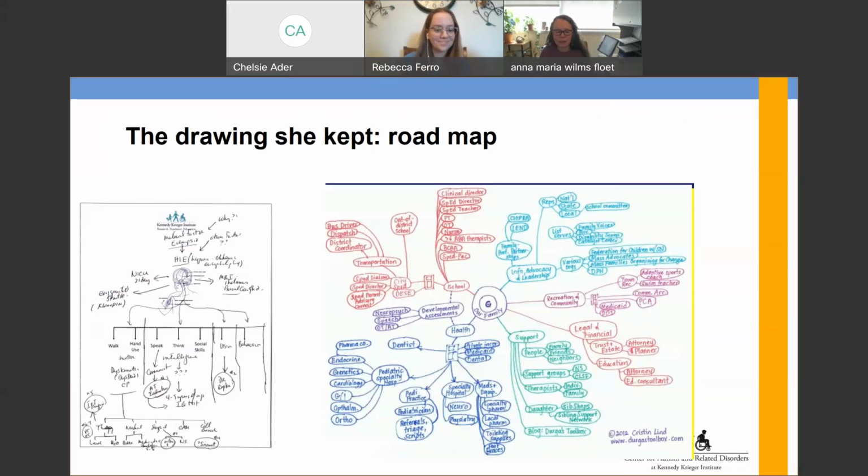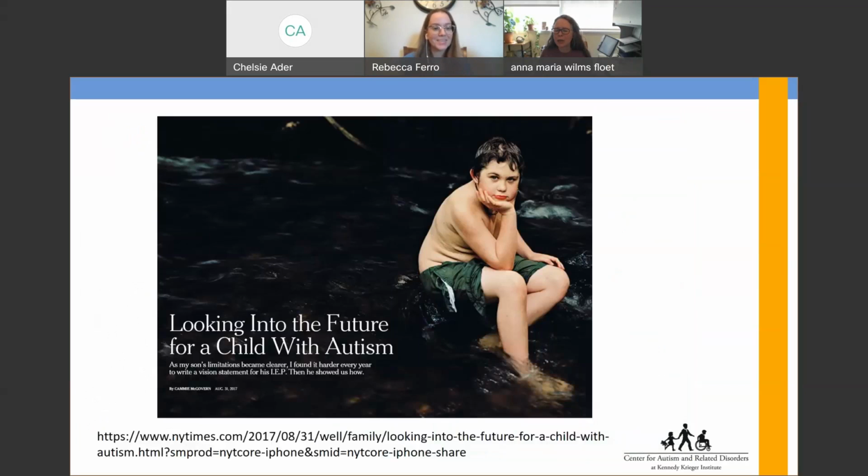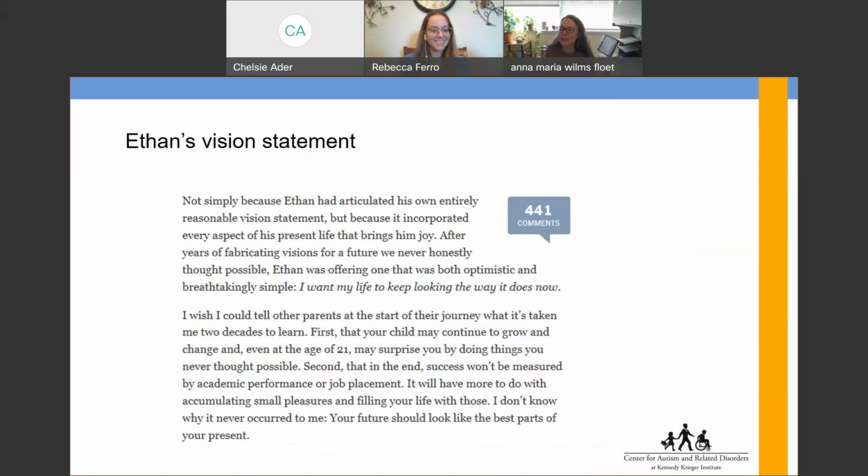So Rebecca, I know you are in view. I just want to finish. This is a slide from a New York Times article, a mother who was interviewed about looking into the future for a child with autism. I usually have somebody in the audience read it, but for the sake of time, it's a very moving story. For me, it describes the essence of what we need to do, and that's listen to parents, but also listen to children and make sure that we don't miss the boat.